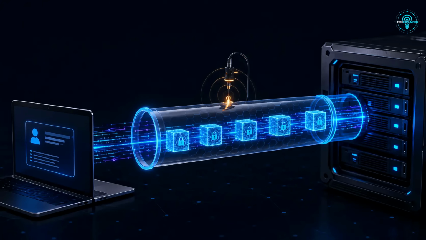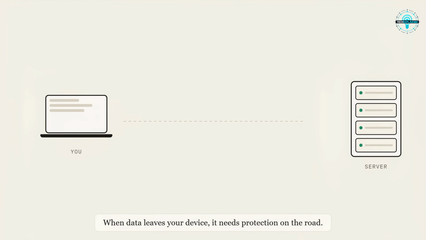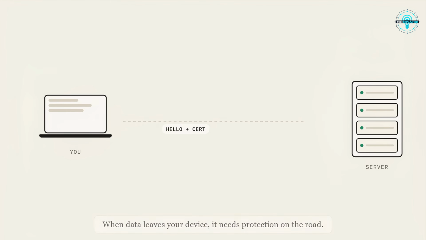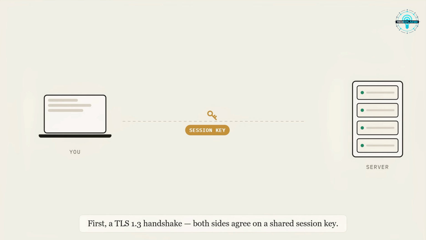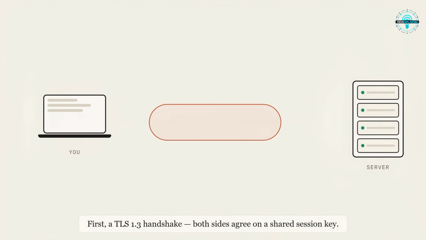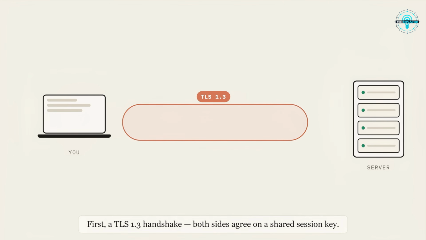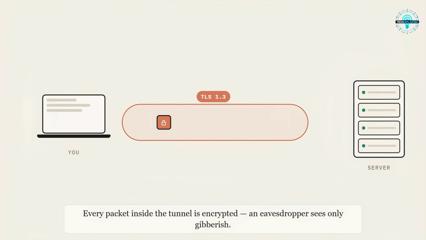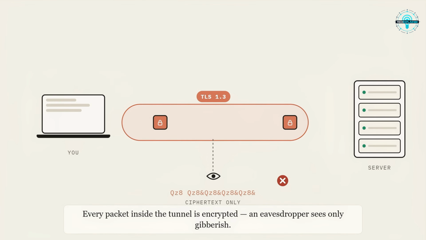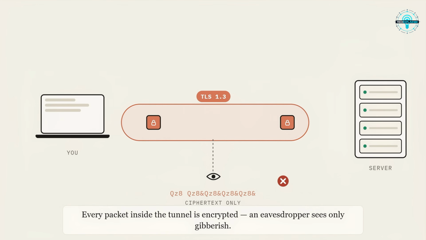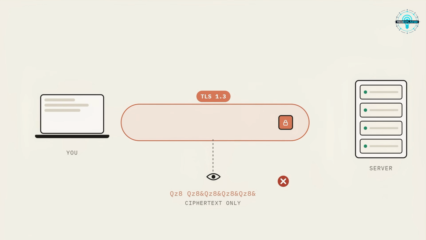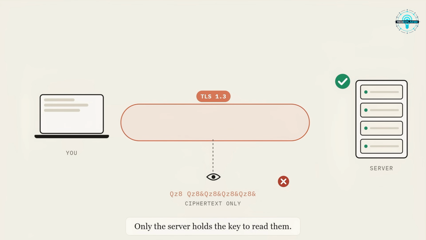But data doesn't stay in one place. It needs to travel. And the internet is basically a busy highway with plenty of opportunities for someone to watch the traffic. Before your data moves, your device and the server create a secure connection using TLS 1.3. Think of it as a private tunnel that protects the information while it travels. If someone intercepts the traffic, they won't see passwords, payment details, or customer records. They'll only see encrypted information that makes no sense.